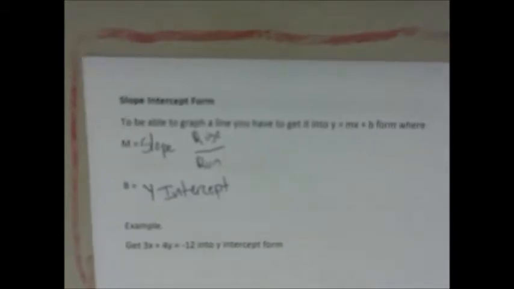Now, let me show you an example of how to do this. So you have 3x plus 4y equals -12. Well, in this form, the y is not by itself. So it's like when we were talking about those literal equations that we didn't really have a specific answer for earlier in the year. This is going to come back.